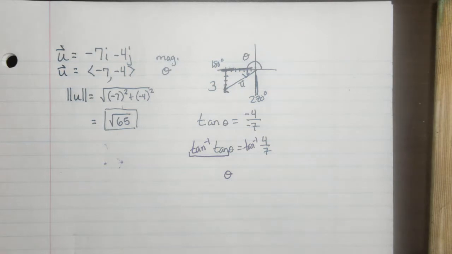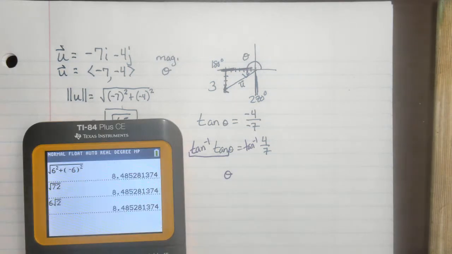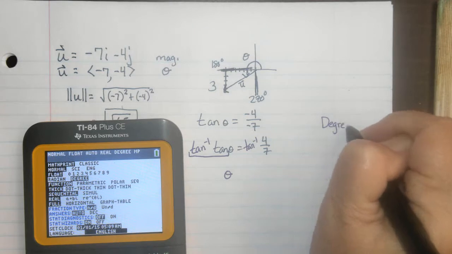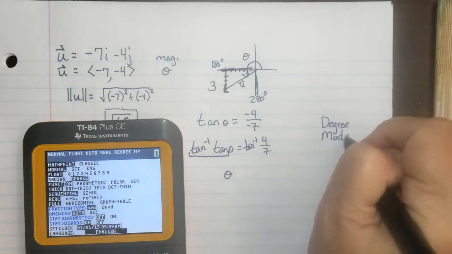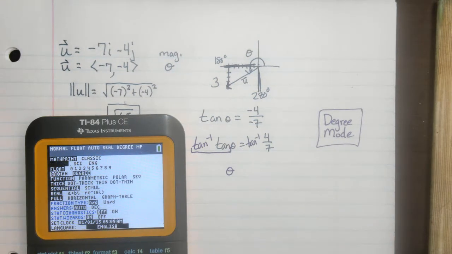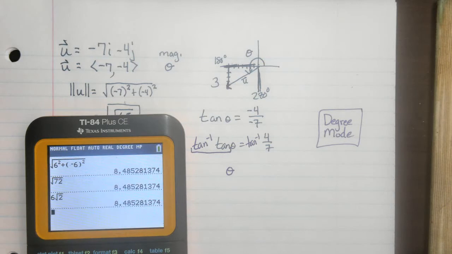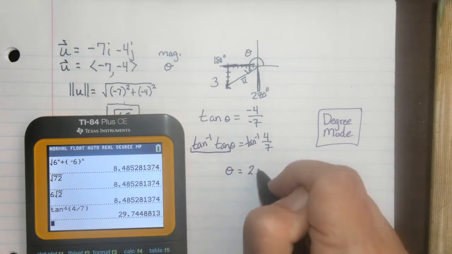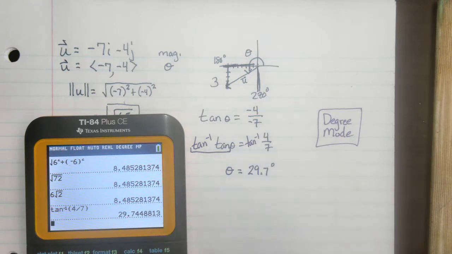So then I go on my calculator, and make sure that you are in degrees. So go to your mode, maybe just put a reminder here in your notes in general. When we're working with vectors, make sure we're in degree mode. Alright, we want to be in degrees right there. Alright, then I'm going to do the inverse tangent of 4 divided by 7 and close out my parentheses. And I'm going to round to the tenth place. And so theta is 29.7 degrees.